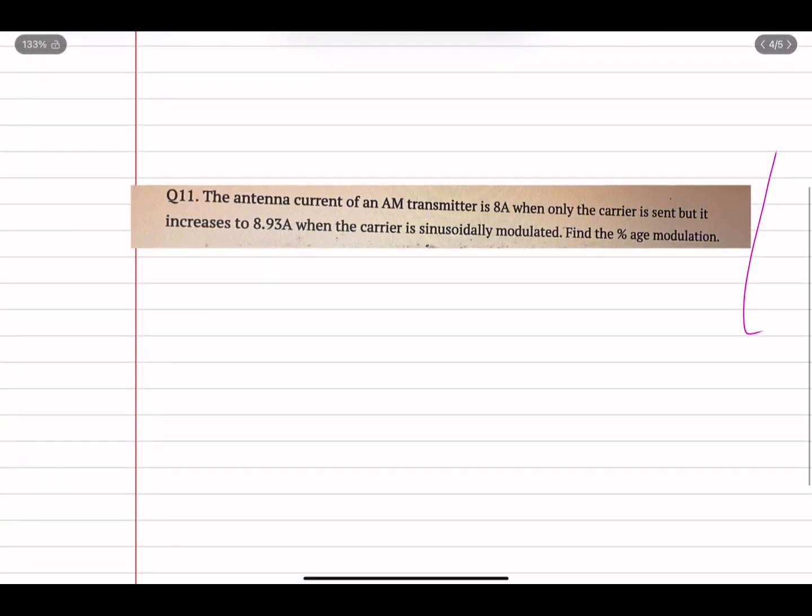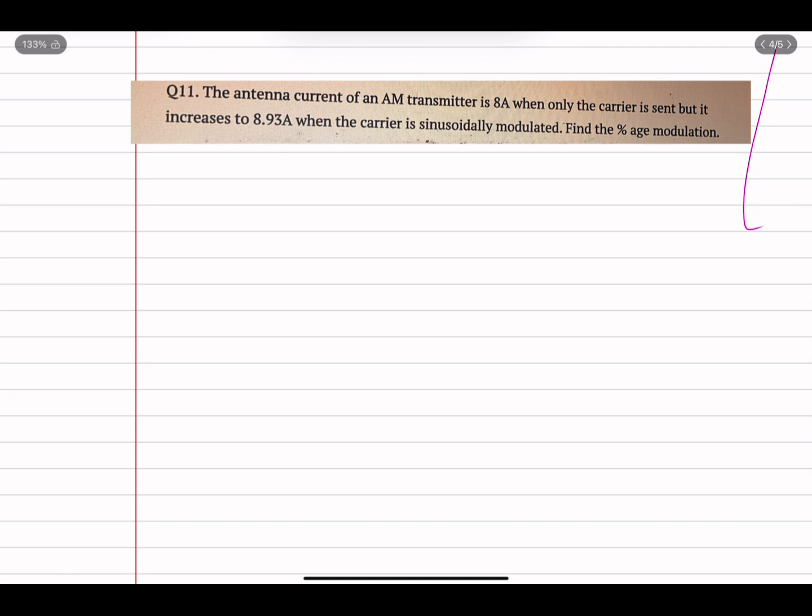So now let's look at the second one. The second one talks about the antenna current of an AM transmitter to be 8 amperes when only the carrier is sent, but it increased to 8.93 amperes when the carrier is sinusoidally modulated. We should find the percentage modulation.